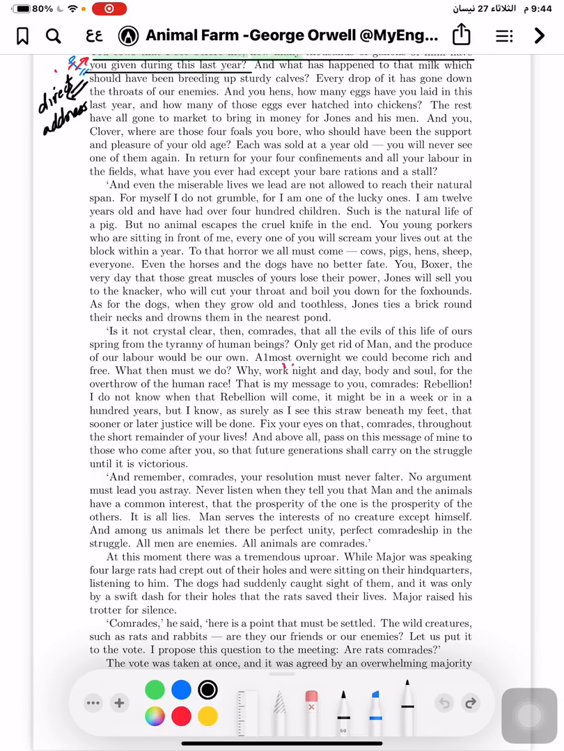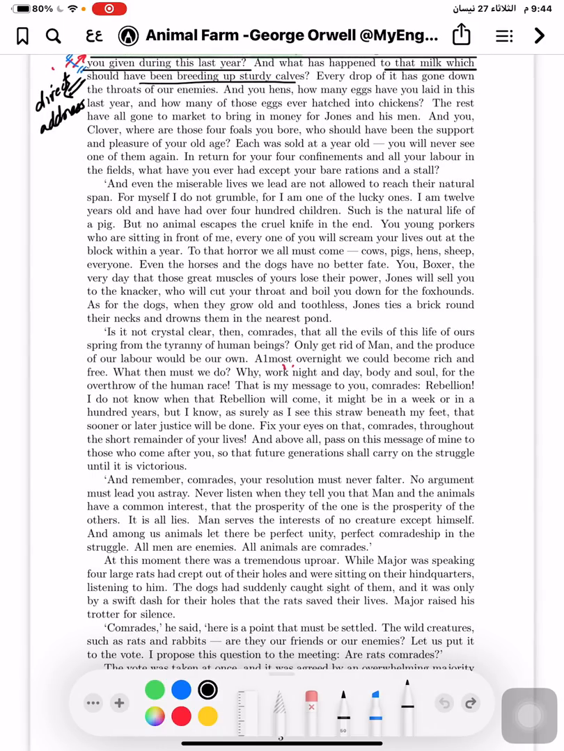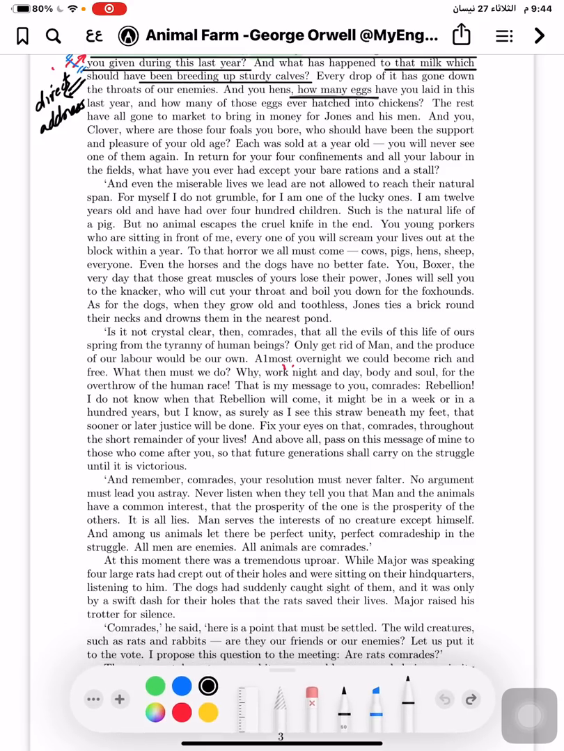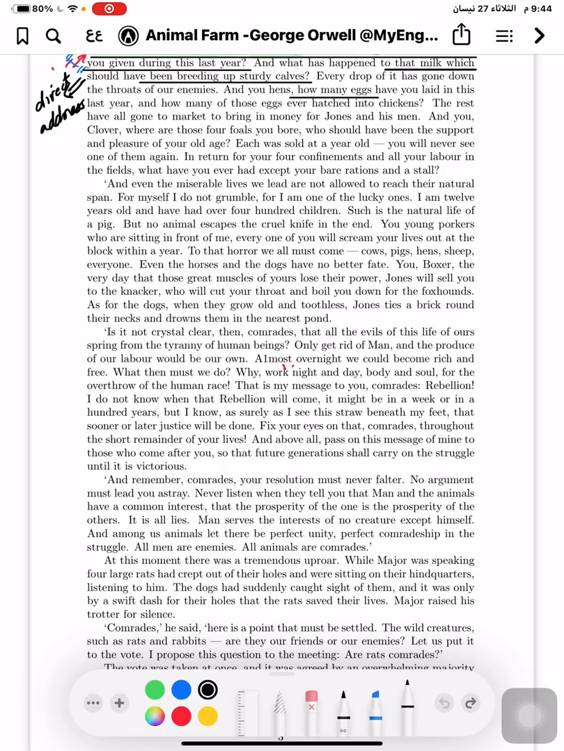Then he moves to the horses when he said, "And you, Clover, where are those four foals you bore, who should have been the support and the pleasure of your old age?" Then he said, "You'll never see one of them again." So this emotive language is used to urge animals towards the idea of revolution.